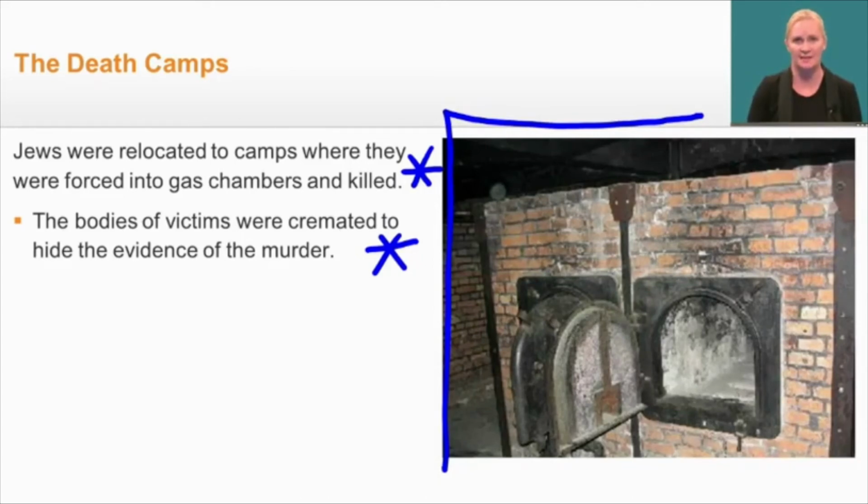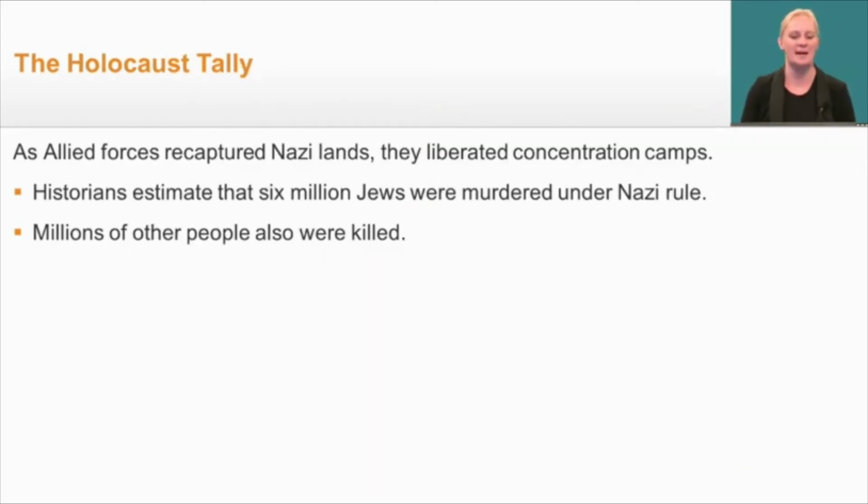There were several of these death camps, and in fact, the Nazis realized that they had so many people in custody that they were creating new camps almost on a regular basis, mostly throughout Poland, trying to deal with this final solution before the Allies invaded. As Allied forces recaptured Nazi lands, they discovered these concentration or death camps. They liberated them. They freed the people who remained alive inside. Historians estimate that 6 million Jews were murdered under Nazi rule, and millions of other people were also killed. Those that were responsible were rounded up by the Allies, and they were tried for crimes against humanity.